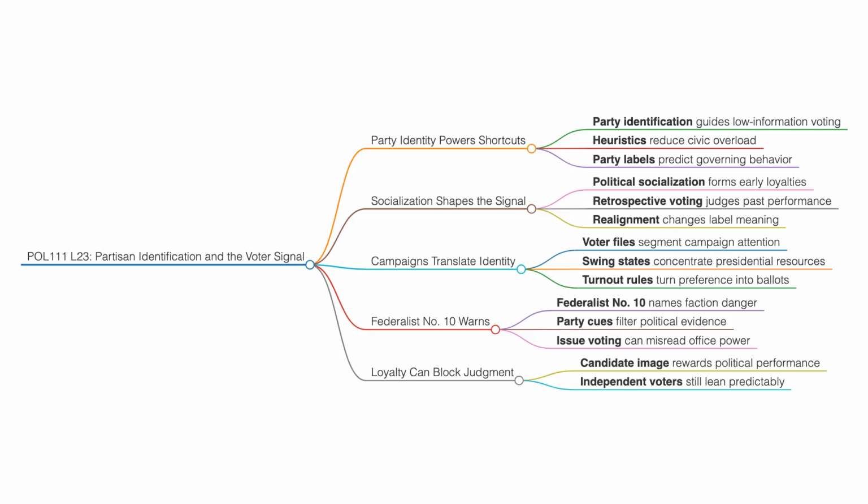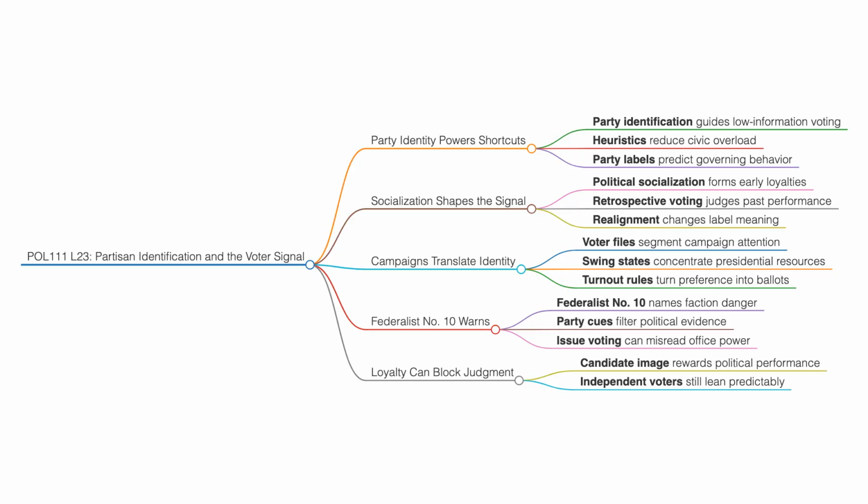Retrospective voting uses the past as evidence. A voter asks whether incumbents produce peace, growth, competent administration, lower prices, better schools, safer streets, or trustworthy leadership. Prospective voting looks forward, comparing promises and expected performance.